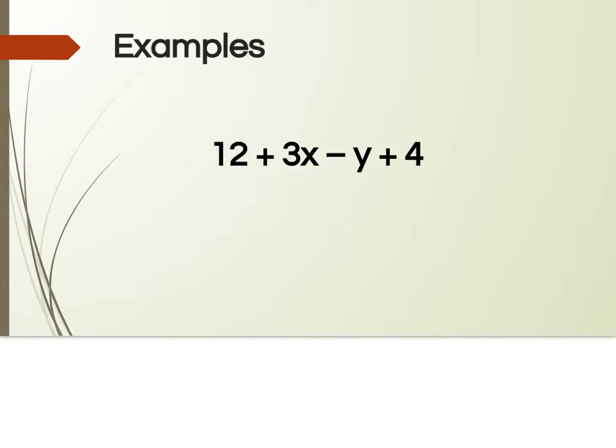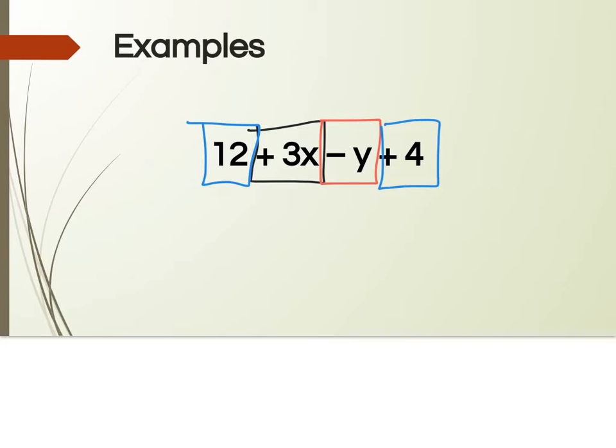In 12 plus 3x minus y plus 4, you have a positive 3x, but no other terms that have an x in them, so there are no like terms there. Then you have a negative y, and there are no other terms that have the negative y or a y in them. And finally, you have a positive 12 and a positive 4. Since there are two of them, those are the like terms.